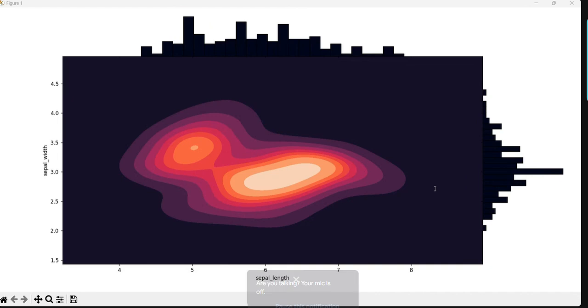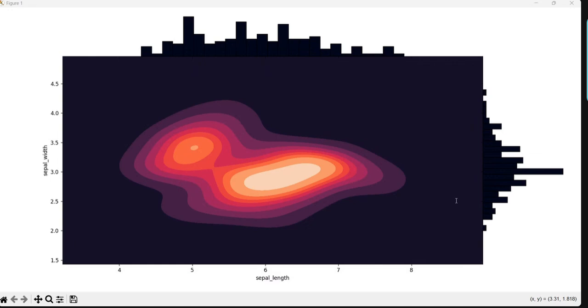The top histogram shows the distribution of sepal length. We can see it is somewhat spread out with a few peaks. But the right histogram shows the distribution of sepal width, so this looks more normal, that is, bell shaped, centered around the middle.